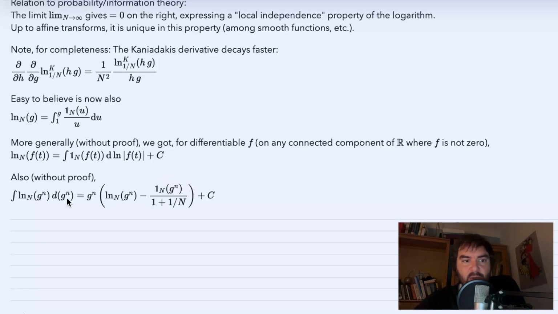And then there's also a standard result, a standard integral, where you take the logarithm of x to the power of n, and you get something nice out of it. And I just also looked up the generalization of that, and it comes out like this.